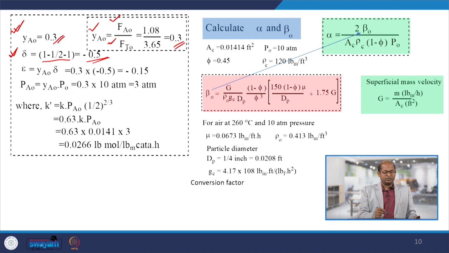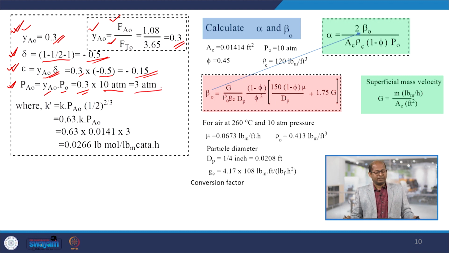Then epsilon, the fractional change of volume during reaction, we can write as y A naught into delta. Epsilon equals y A naught, which we know, times delta, whose value is this. So the epsilon value comes to this for this particular reaction. Now the partial pressure of component A, ethylene, is the mole fraction times the total pressure. The mole fraction we have calculated, and the total pressure of the system is 10 atm, so the partial pressure would be 3 atm.